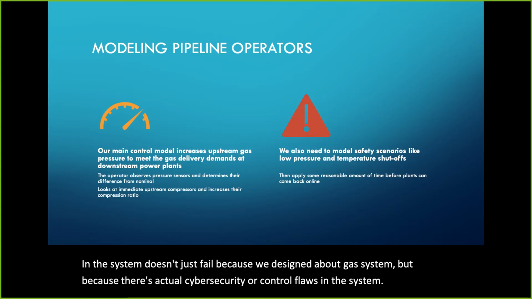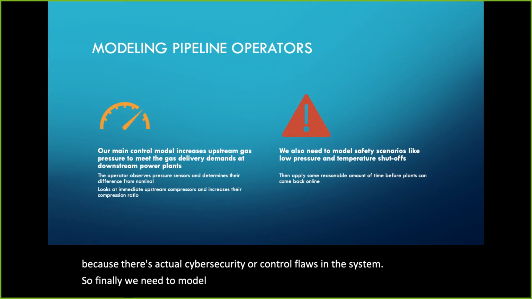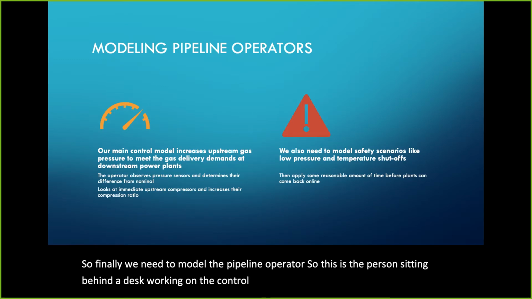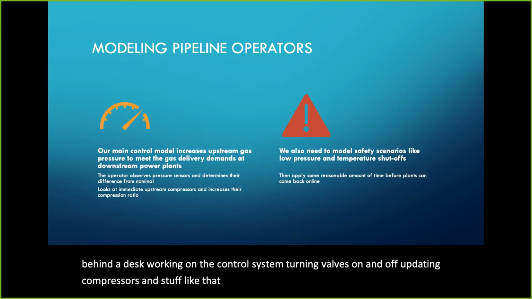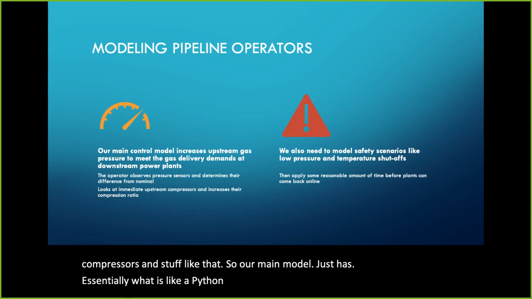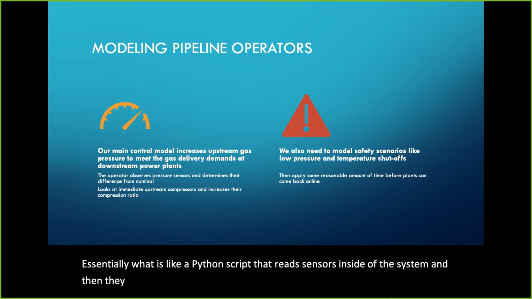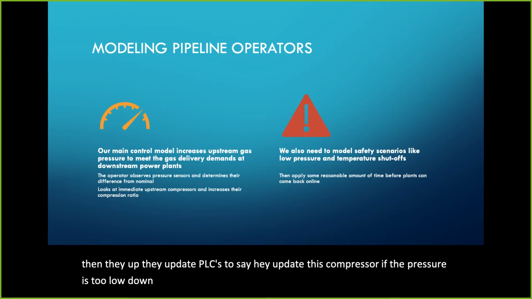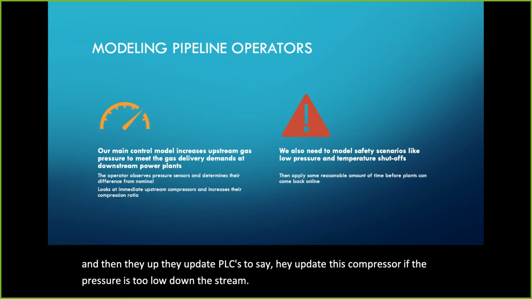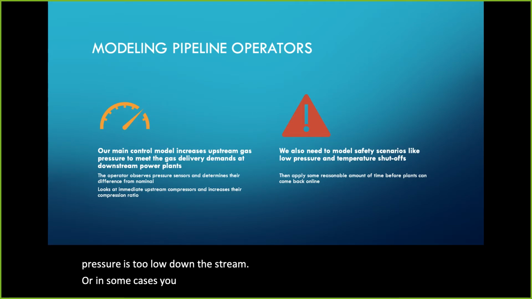So finally, we need to model the pipeline operator. This is the person sitting behind a desk, working on the control system, turning valves on and off, updating compressors and stuff like that. Our main model just has essentially a Python script that reads sensors inside of the system, and then they update the PLCs to say, hey, update this compressor if the pressure is too low downstream, or in some cases you could say, hey, pressure is too high, open this valve to vent pressure or something.